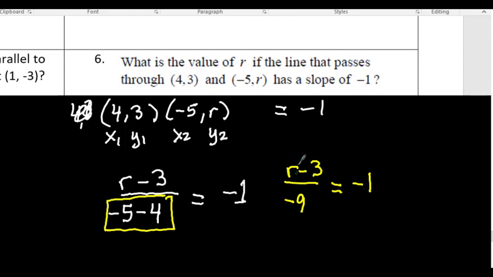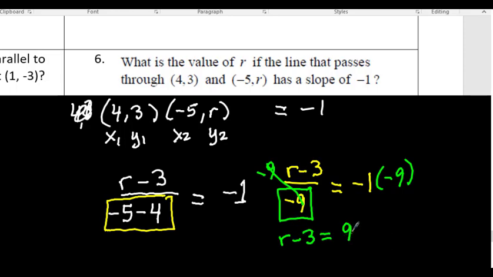Okay, now I want to get the r by itself, so we want to move this -9. And what does this mean? This means r minus 3 divided by -9. So to move it, we have to do the opposite, right? Just like moving anything else. In order to move, we got to do the opposite. So since this is divide, the opposite would be multiply. So I know if I multiply, that would then cancel. And I would be left with r minus 3 equals 9.